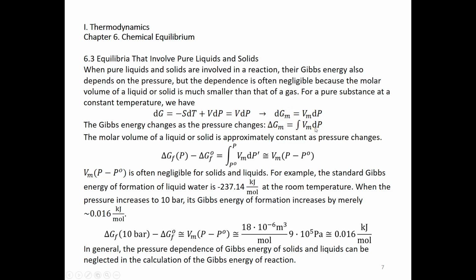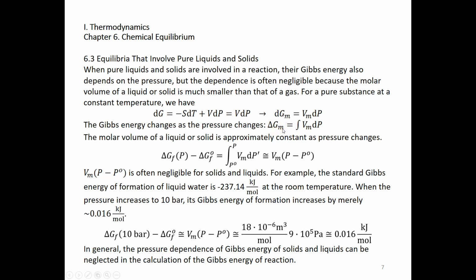Now let's look at this equation. If we integrate this dGm equals Vm dP, we get this equation. The change of the molar Gibbs energy of a substance is the integral of the molar volume of that substance dP. By looking at this equation, we can see if we have a larger molar volume, we have a larger change in molar Gibbs energy. When we have a smaller molar volume, we have a smaller change in molar Gibbs energy.